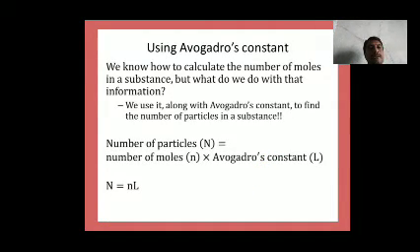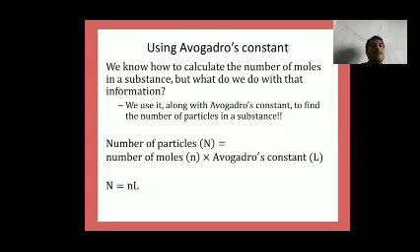Using Avogadro constant, we know how to calculate the number of moles in a substance, but what do we do with that information? We use it along with Avogadro constant to find the number of particles in a substance. Number of particles N is equal to number of moles into Avogadro number. Therefore, capital N is equal to small n into Avogadro constant L.